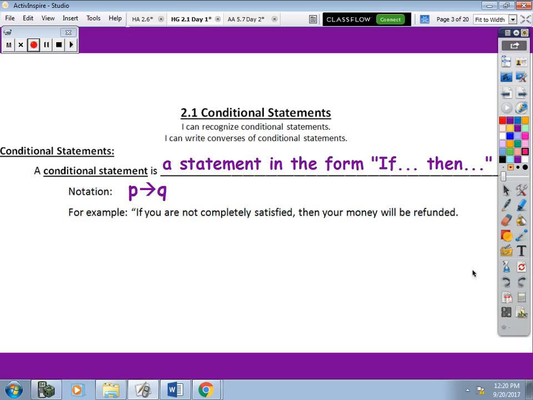So the example that's on our notes says, if you are not completely satisfied, then your money will be refunded. So this is a conditional statement. When you see the variables, this part would be the P. This would be the Q. The arrow always goes where the then would be in the sentence if you were doing it symbolically. In the homework, you'll see something like this. The hypothesis is the part that comes after the word if, and the conclusion will come after the word then. And that's what we have on our next slide.